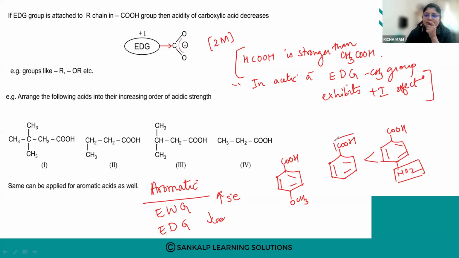Then your carboxylic acid, and OCH3 is the electron donating group, so it will be the least acidic, and the nitro compound will be the most acidic. This one is intermediate because it is the simplest carboxylic acid. So electron withdrawing groups increase the acidic strength, and electron donating groups decrease the acidic strength. These are the things you have to remember.